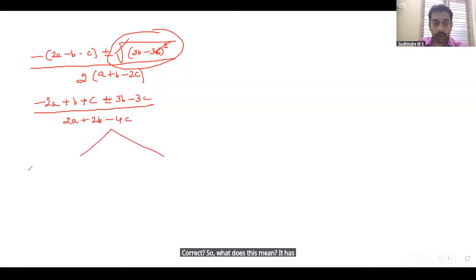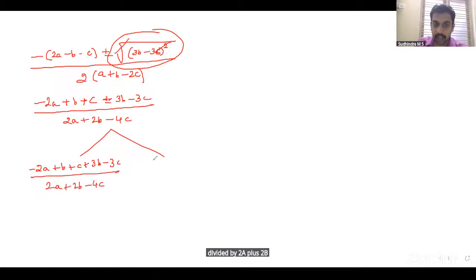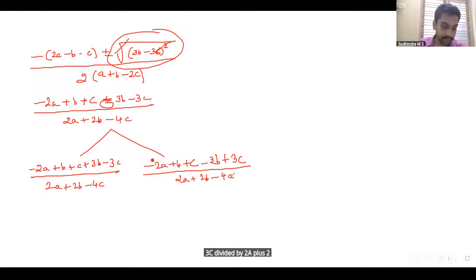It has two roots. One root is minus 2a plus b plus c plus 3b minus 3c, divided by 2a plus 2b minus 4c. The other root is minus 2a plus b plus c minus 3b minus 3c, divided by 2a plus 2b minus 4c. So simplify. In the numerator, we get minus 2a, b plus 3b is 4b, c minus 3c is minus 2c, divided by 2a plus 2b minus 4c.